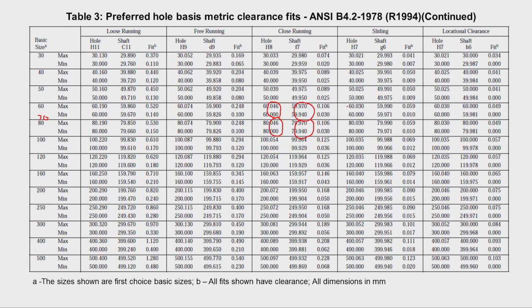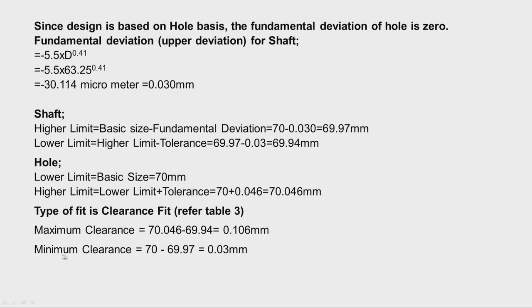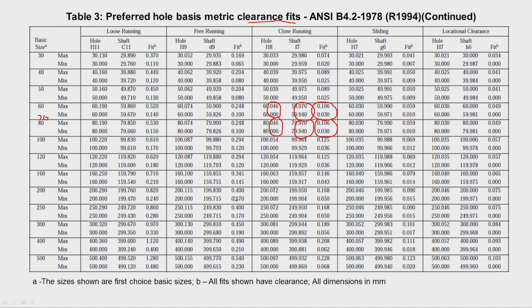And then we can also see the maximum clearance and minimum clearance. All these are clearance fits. You can see the minimum clearance is 0.03 millimeter and the maximum clearance is 0.106 millimeter, that we can observe here. Like this we can calculate the values, or if ready tables are available we can use the ready table to fix up the limits for hole and shaft and to get the type of fit. Now, we have a special case of three lobe.